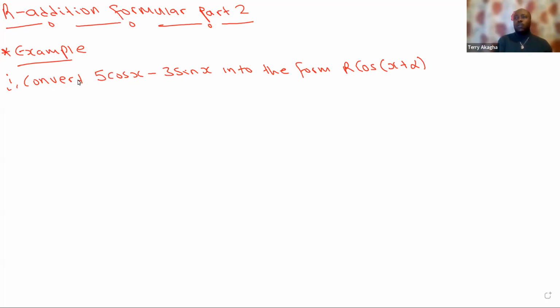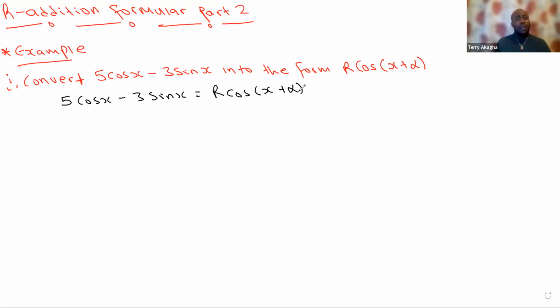Now, let's assume we have a question where you're told to convert 5 cos x minus 3 sin x into the form of r cos(x plus alpha). If you remember, the first step I told you is that you need to equate both equations. So that means 5 cos x minus 3 sin x must be equal to r cos(x plus alpha). Does that make sense? So I told you the first thing you have to do is to equate both of them.